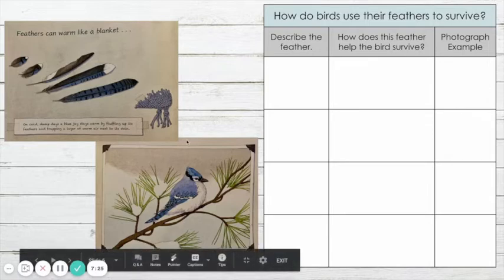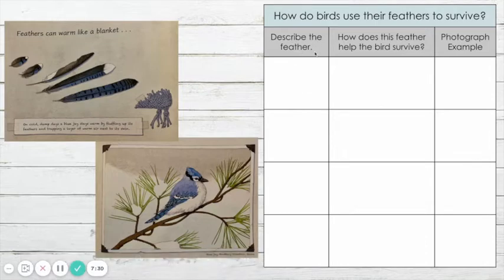As we look through pages, we're going to think about how can we describe the feather? How does this feather help the bird survive? And then we'll put in a photograph example. Just like our author, we will be researching feathers. I'm going to model how to do the first page, this row. Then you'll step in to help me finish the table. Let's see. First, I need to closely look at my pages and read the text.